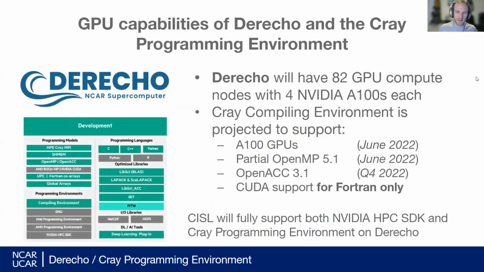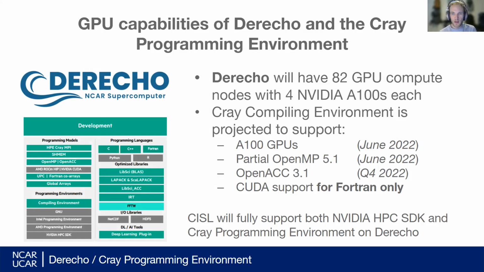So we've talked a lot about the NVIDIA HPC ecosystem. I do want to do a quick mention as well that we will have a second GPU programming ecosystem on our upcoming system, Derecho. So Derecho will be much larger in terms of GPU capability. It's going to have 82 GPU compute nodes. Each of those nodes will have 4 NVIDIA A100 GPUs, and this is the next generation on from the V100 GPUs that are on Casper, and quite a bit more capable. So this is going to have quite a bit of compute power relative to Casper in terms of GPU computing.